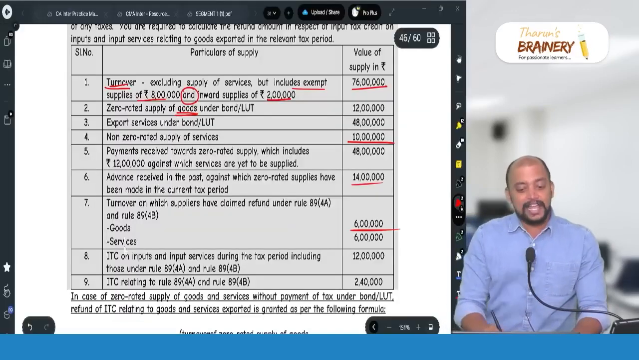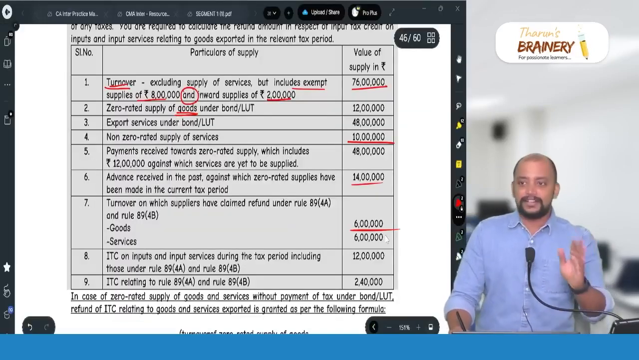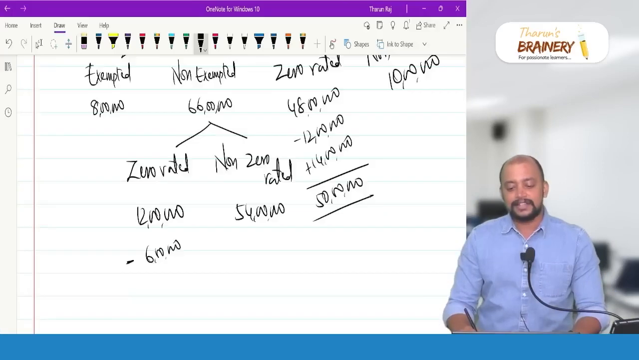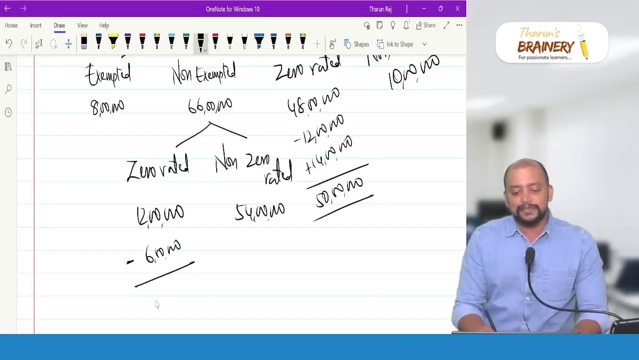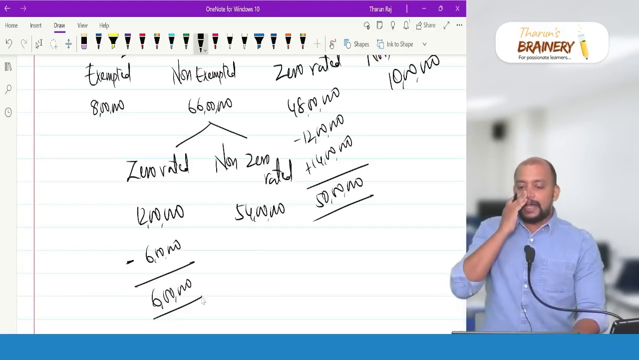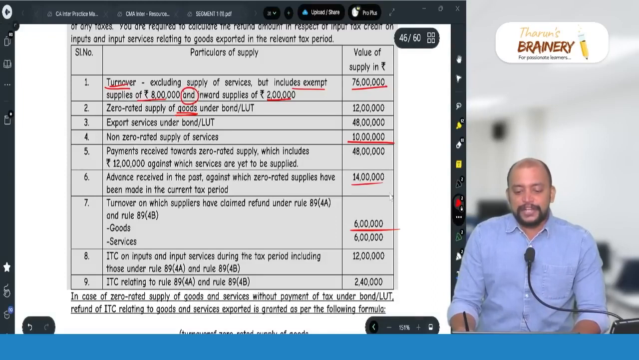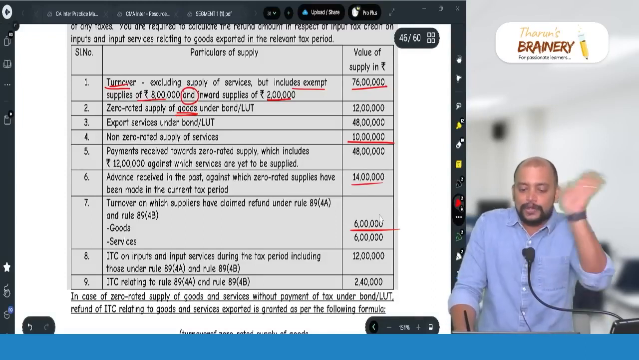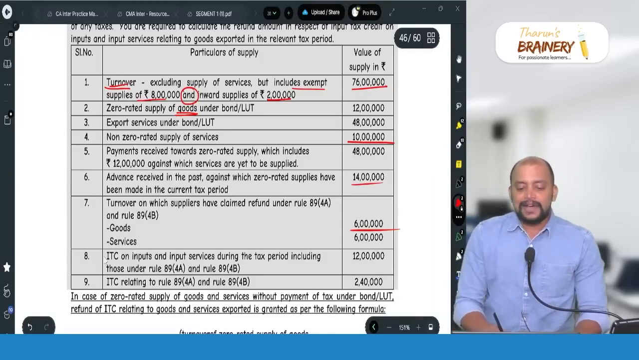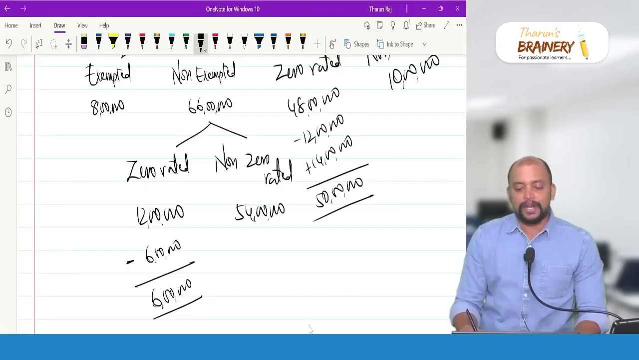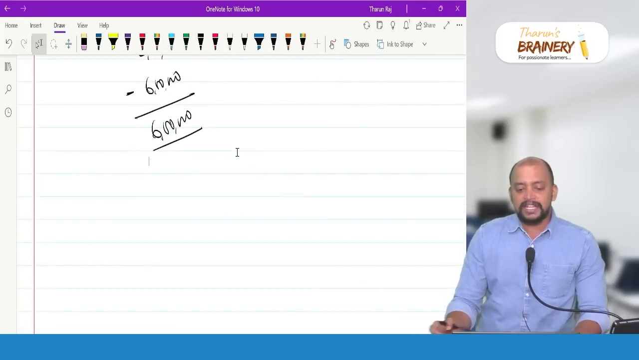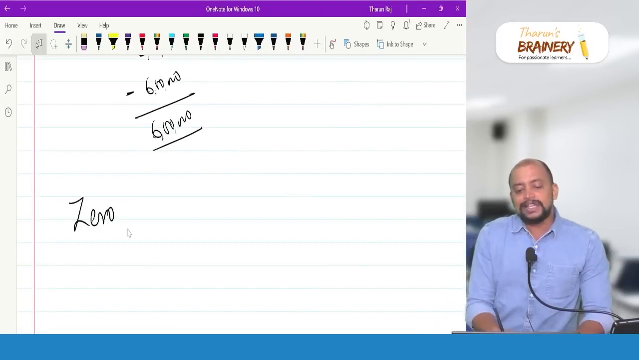These services they gave, sir, they will give, sir. You don't take. So, 6 lakhs. So, minus 6 lakhs, which means zero rated will be 6 lakhs. And therefore, only 6 lakhs adjustment we need to make. Services, don't do anything. Now, ITC on inputs and input services, ITC relating to 89(4)(b). Now, can you tell me what is zero rated turnover?